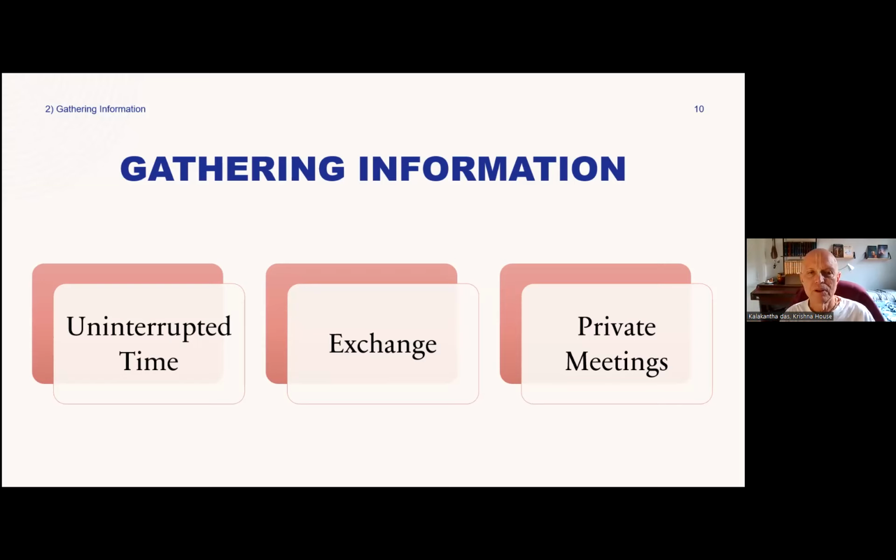Getting people to express their feelings is what happens during uninterrupted time. And if they're reluctant, we keep stressing, remember, this is confidential. This is just among us.